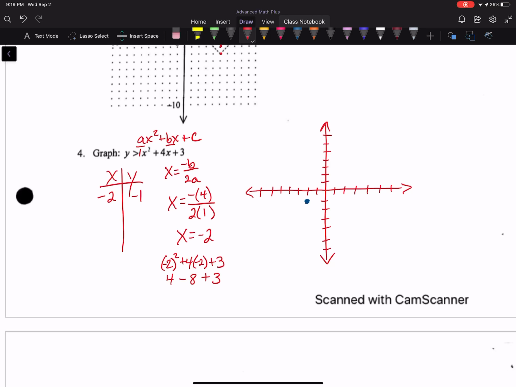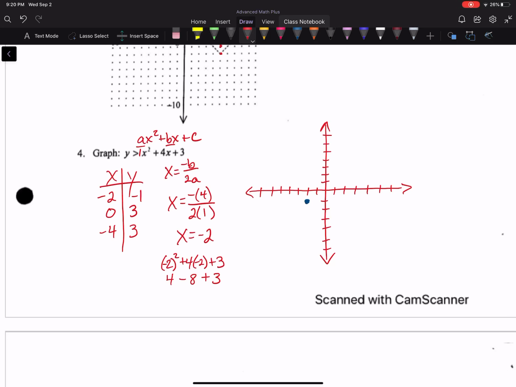Then this is just the Coach Knight way of doing things. I plug in 0 for my second point and double the first one to get my third x. Okay, that's just how I do it. That way I'm going 2 to the right of negative 2, which is 0, and 2 places to the left of negative 2, which is negative 4. Plugging in 0 makes it very easy to plug in. The x squared cancels, the 4x cancels, and you're just left with 3. And then when you plug in negative 4, you will also get 3.